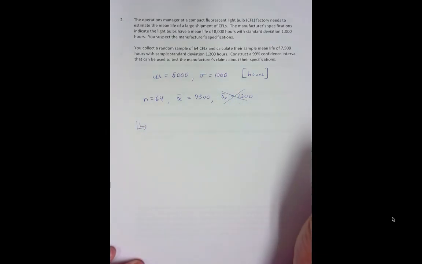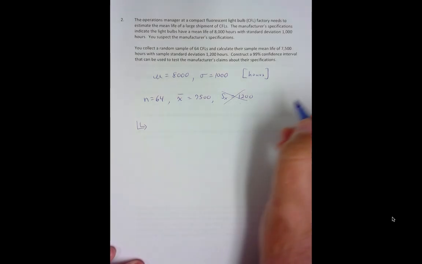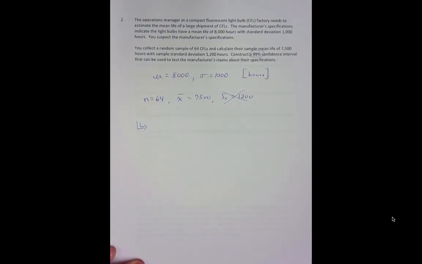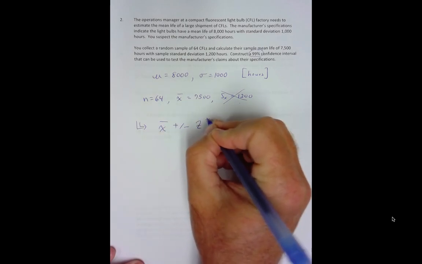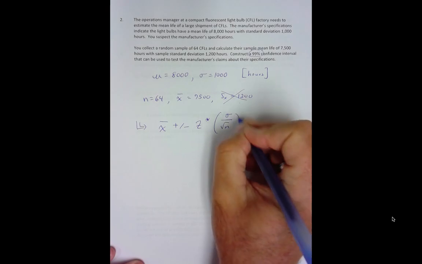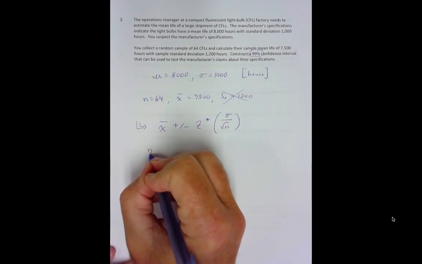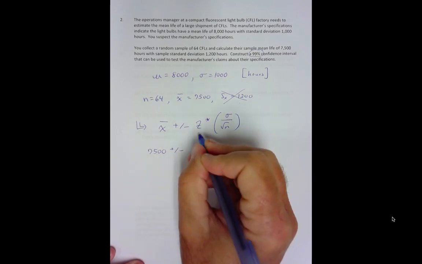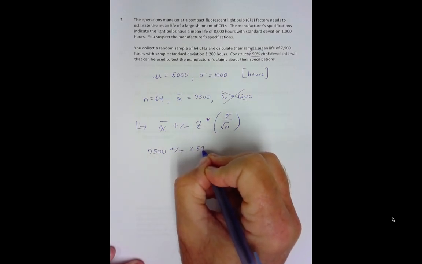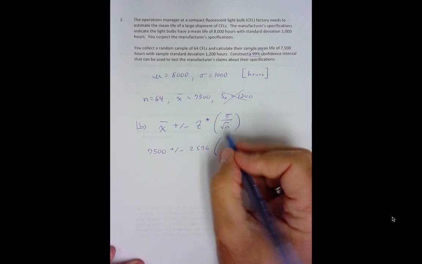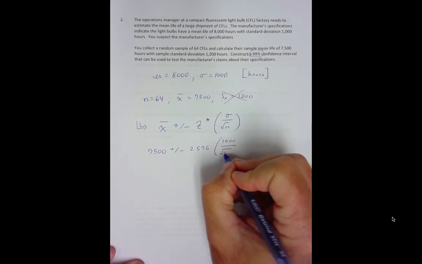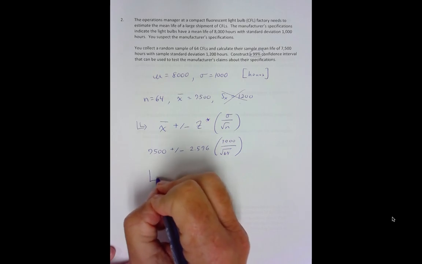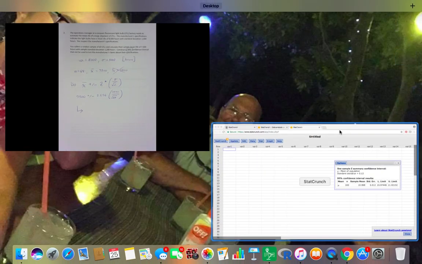Now, just as an exercise in practice, let's run through this, shifting things a little bit here, doing a 99%. So again, guys, it doesn't change. X bar plus or minus Z critical times sigma divided by the square root of n. So X bar is equal to 7,500 plus or minus the Z critical is 2.576. Sigma is 1,000. And we have 64. All right, let's go to StatCrunch and do it.